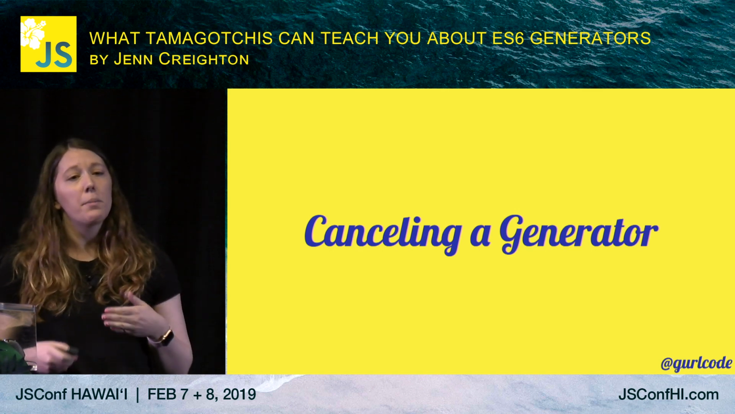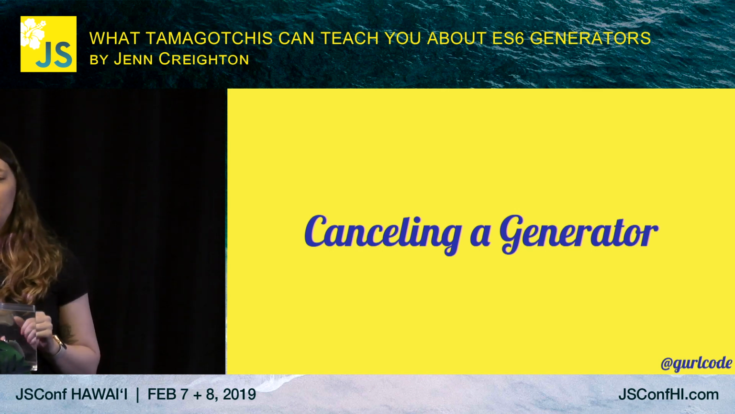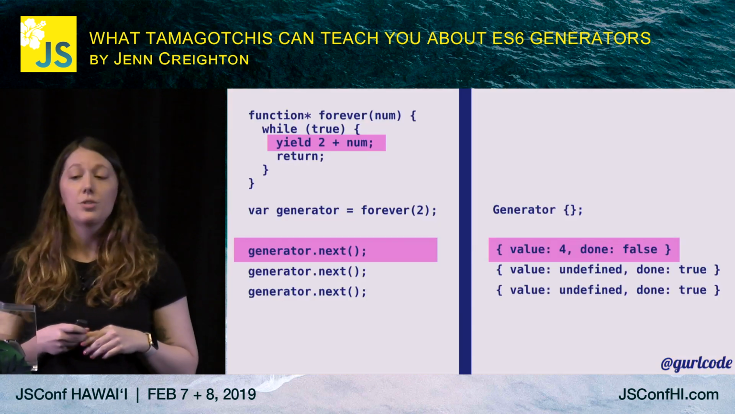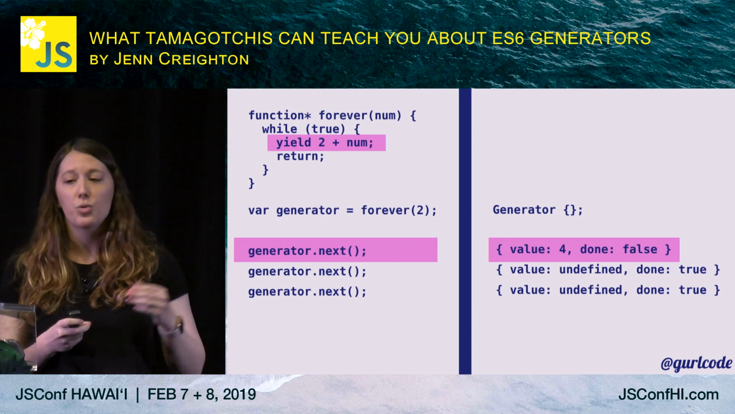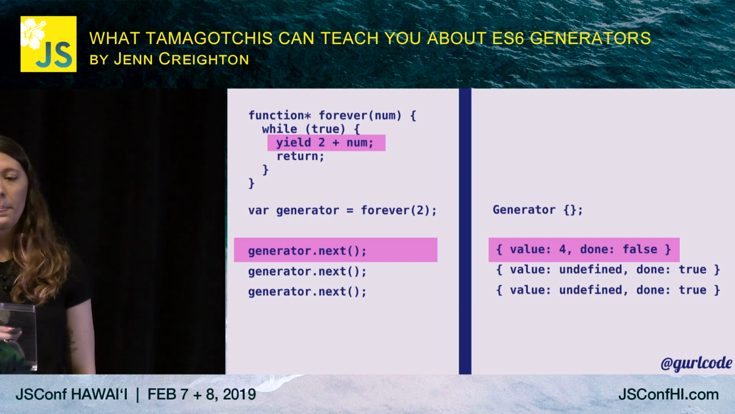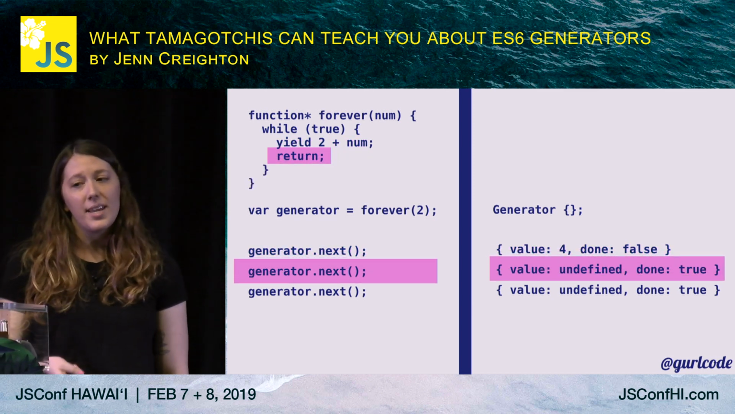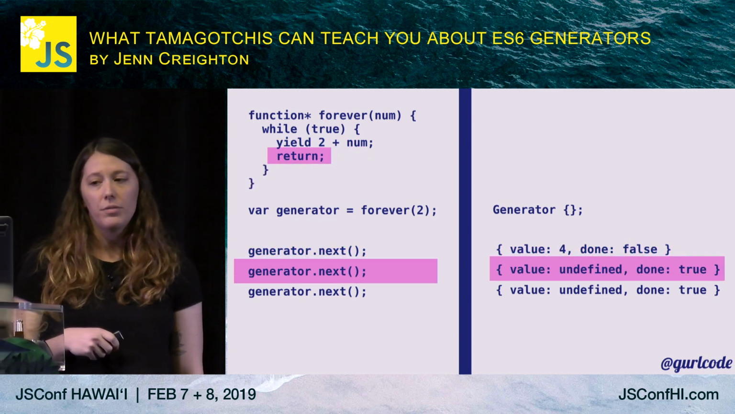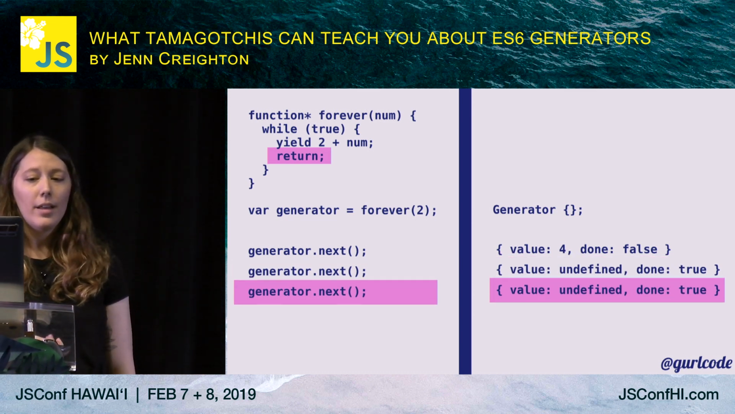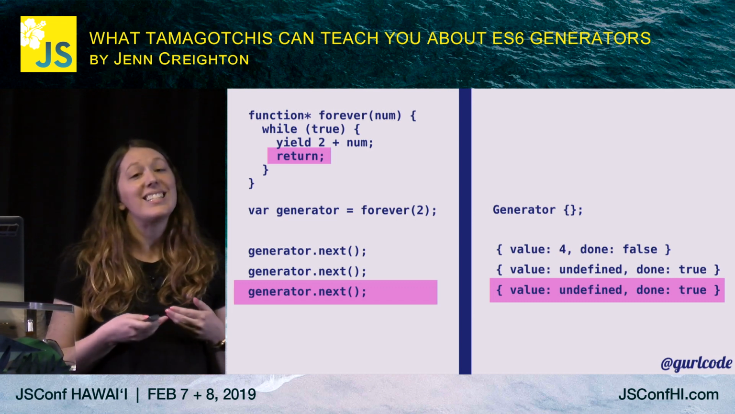And in addition to being paused, generators can be canceled, and you can do this one of two ways. So the first is with a return statement. This generator, because it's using a while true, should run for as long as I call the next method. But instead, when this generator encounters the return statement, it's going to cancel itself. So you can see that done is now true. And it doesn't matter how many times I call next, this generator is done.